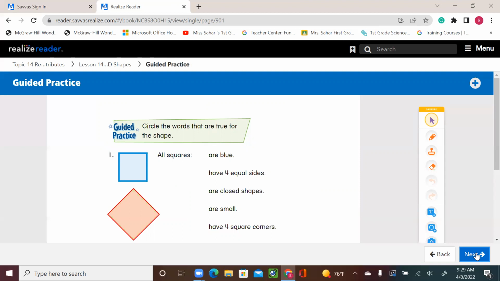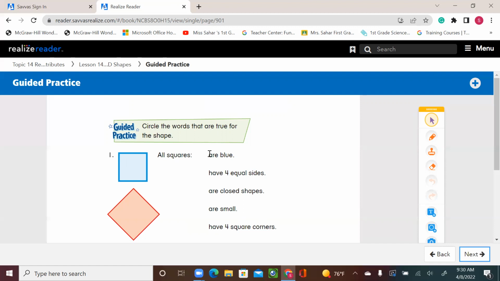All right, let's go to our guided practice, page 562, and see what we have. Circle the words that are true for the shape. So we have 2 shapes, and we have words to describe this shape. So for example, all squares are blue, have 4 equal sides, are closed shapes, are small, have 4 square corners. So we have the shapes.